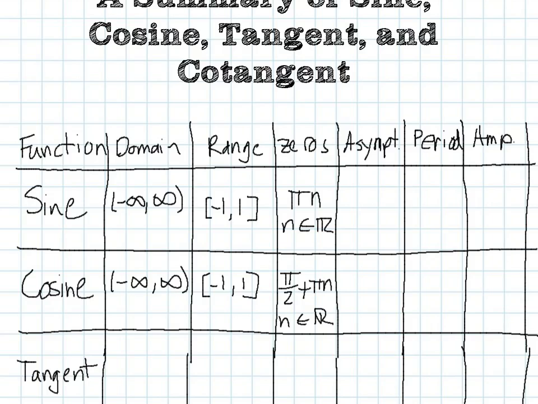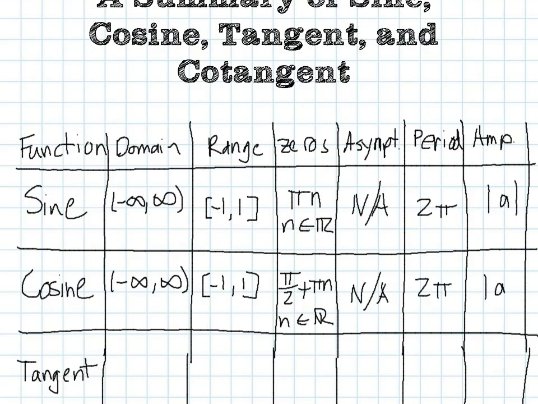Now sine and cosine don't have any asymptotes, so we can say not applicable, or they don't exist, or none. Same thing. Okay. For sine and cosine, your period is 2 pi. And for your amplitude, it's the absolute value of a.